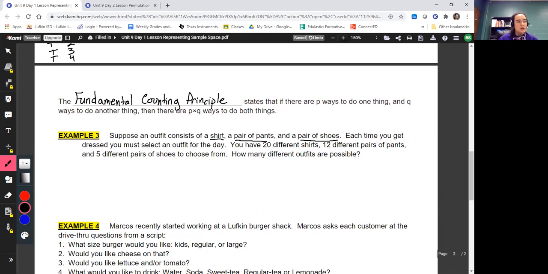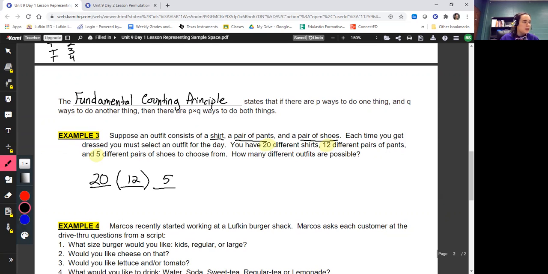Each time you get dressed, you must select an outfit for the day. You have 20 different shirts, 12 different pairs of pants, and 5 different pairs of shoes. How many different outfits are possible? So we have 3 spots we need to fill. We have a spot for a shirt, a spot for a pair of pants, and a spot for a pair of shoes. We have 20 different options for the shirt, 12 different options for pants, and 5 different options for shoes. And we're going to multiply them.